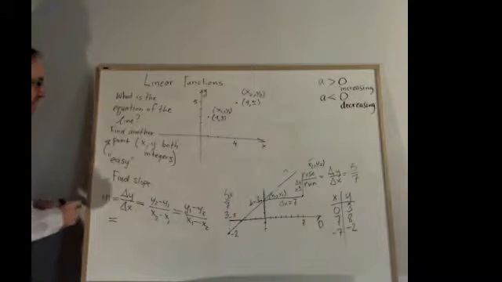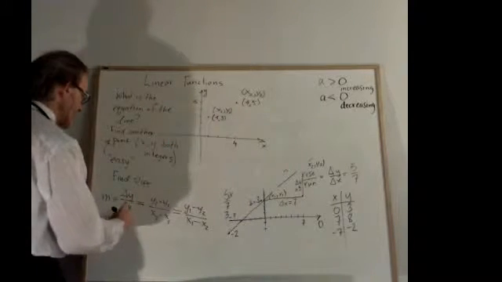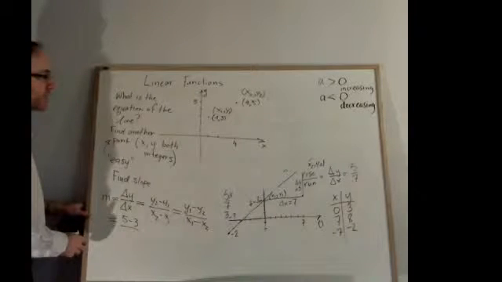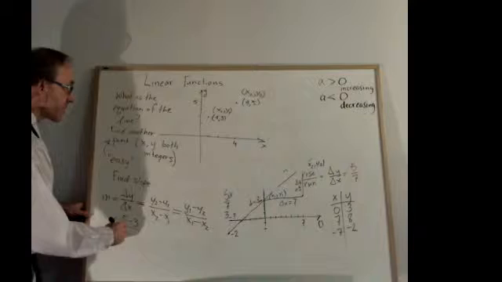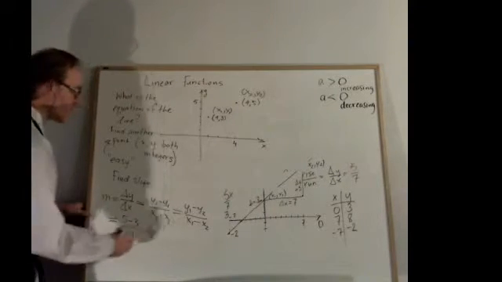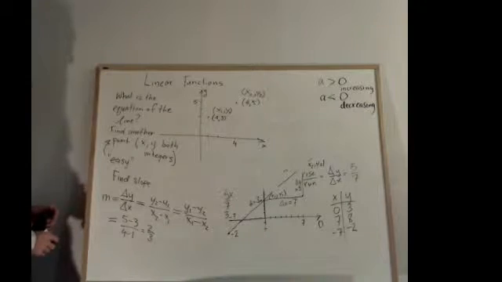Okay, so here I get 5 minus 3, y2 minus y1. y2 is 5, y1 is 3, x2 is 4, x1 is 1. So we get 2 over 3. The slope is positive 2 over 3.